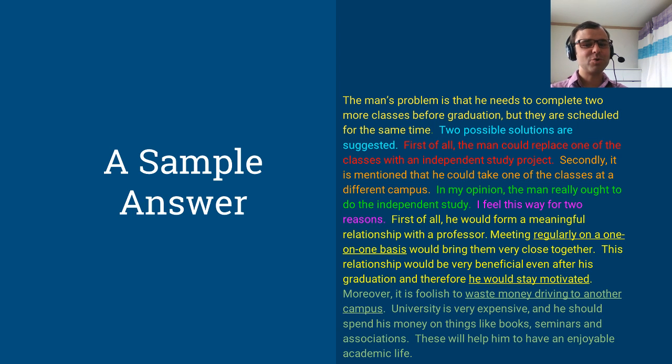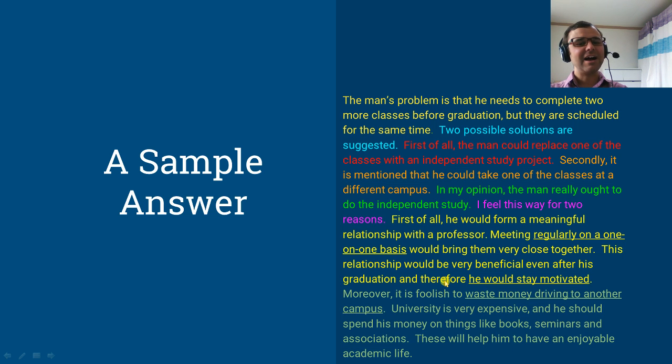Some of the other choices I made, and I've underlined them here. These things that I've underlined are details right from the conversation that I've included in my preference. If you look at the transcript, you'll notice it mentions meeting regularly on a one-on-one basis. So when I was supporting my choice, I'm supporting it with details from the conversation. That demonstrates greater comprehension.